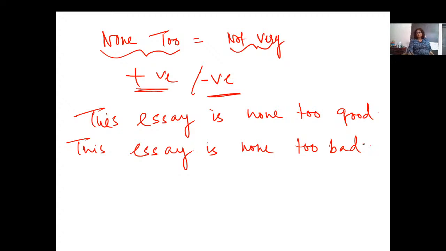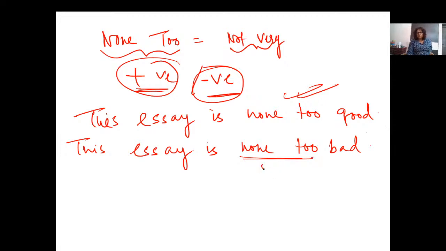None too means not very. That is, none too can take a positive word as well as a negative word. Okay. This essay is none too good. This is the correct sentence. The meaning of this sentence: this essay is not very good. And this essay is none too bad. None too bad means not very bad. None too good means not very good.